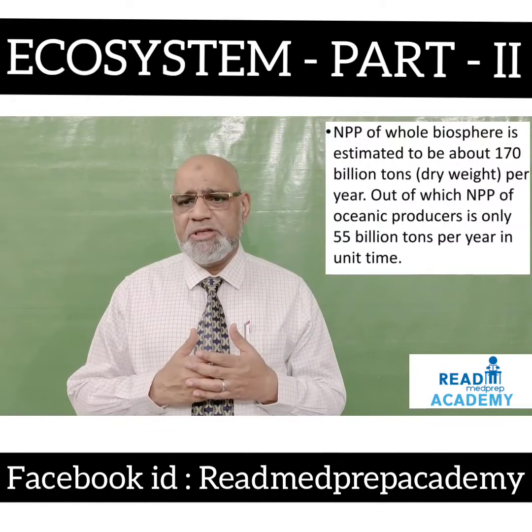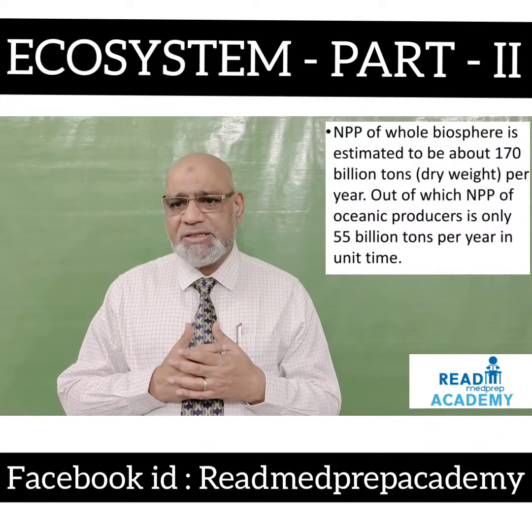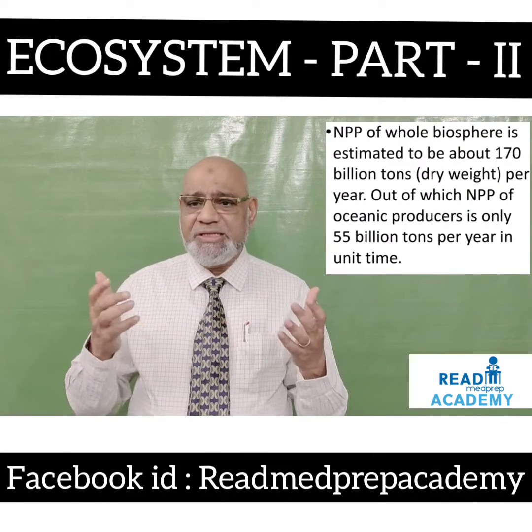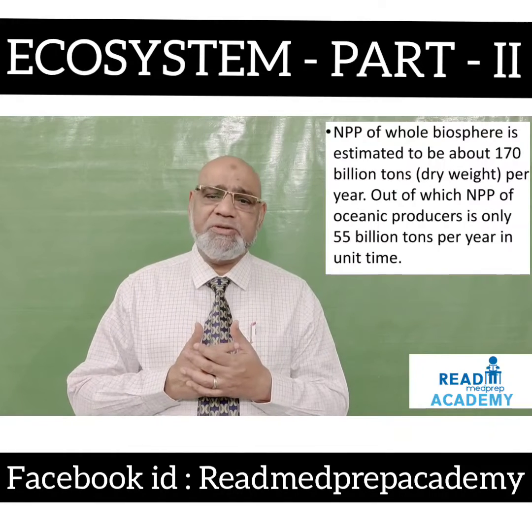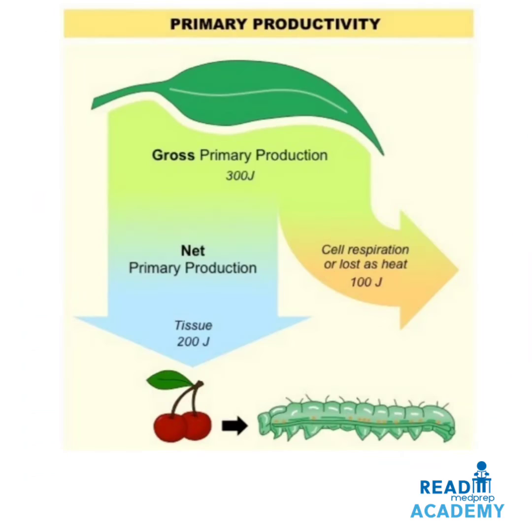NPP of the whole biosphere is estimated to be about 170 billion tons dry weight per year, out of which NPP of oceanic producers is only 55 billion tons per year. Here in this image you can see the primary productivity. For example, the gross primary production may be 300 joules and the net primary production is only 200 joules, and the loss by respiration is around 100 joules.